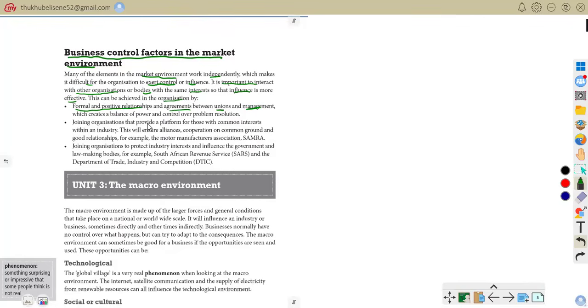Joining organizations that provide a platform for those with common interest within an industry will ensure alliance, cooperation, common ground and good relations, for example, the Motor Manufacturers Association, SAMAR. Also joining organizations to protect industry interest and influence the government lawmaking bodies, for example, the South African Revenue Service, SARS, and the Department of Trade and Industry competition. So that is that.